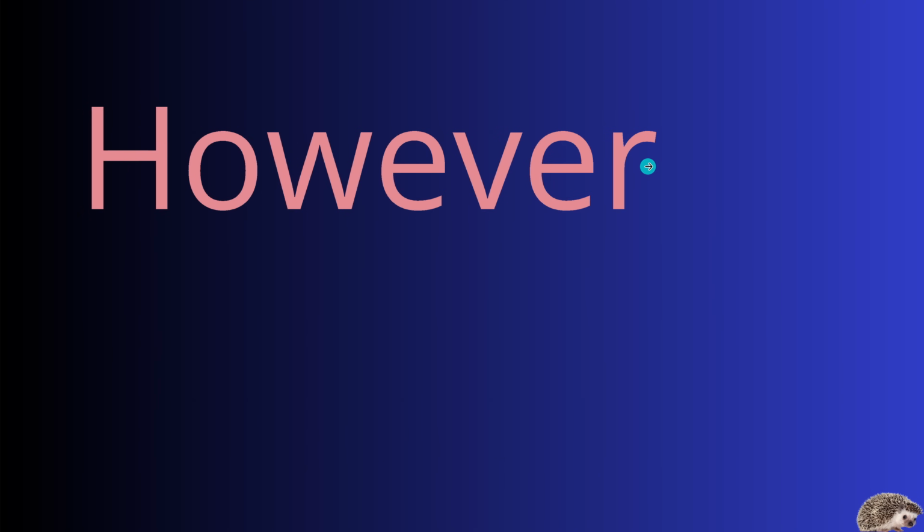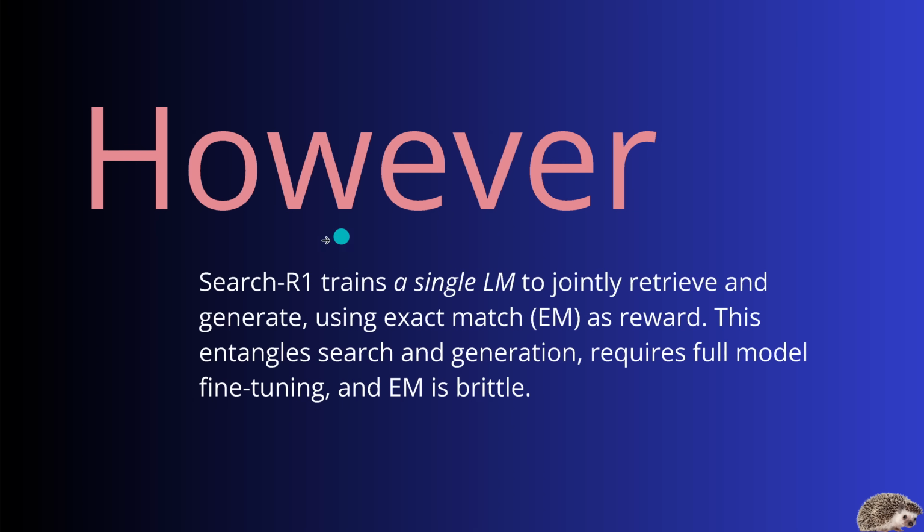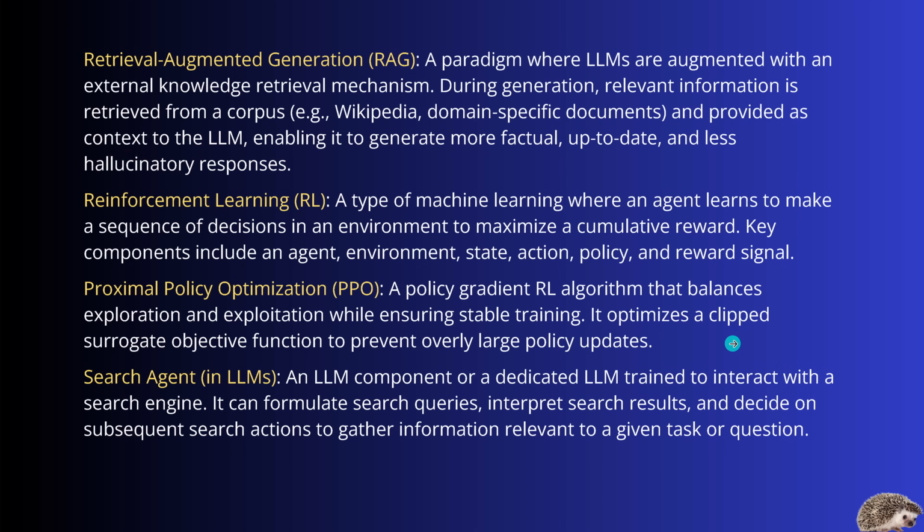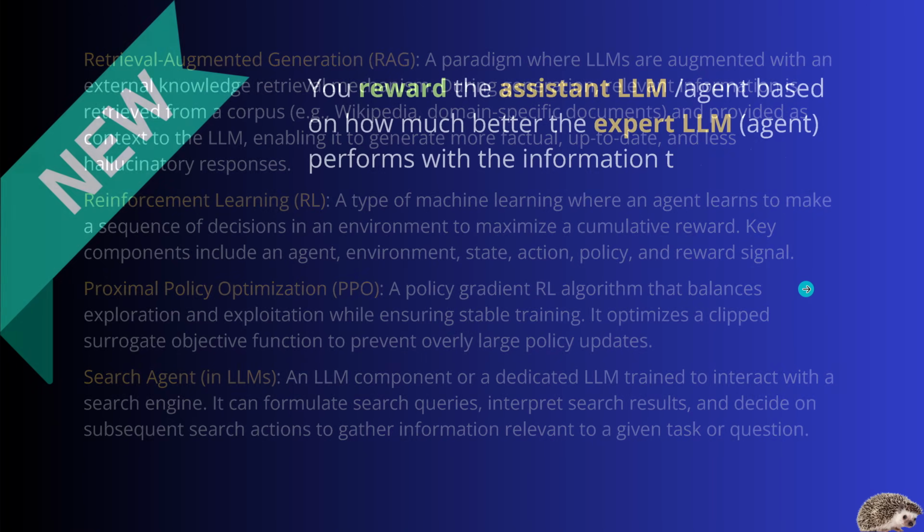Great. However, if you're really into the details, and if you say, hey, I am here just to make it perfect, you notice that Search R1 trains a single language model to jointly retrieve and generate, using of course the exact match as the reward function. But as I told you, this entangles search and generation. It requires the full model tuning, and particularly this metric is a little bit brittle, so not the optimal one. So we have to go a step further.